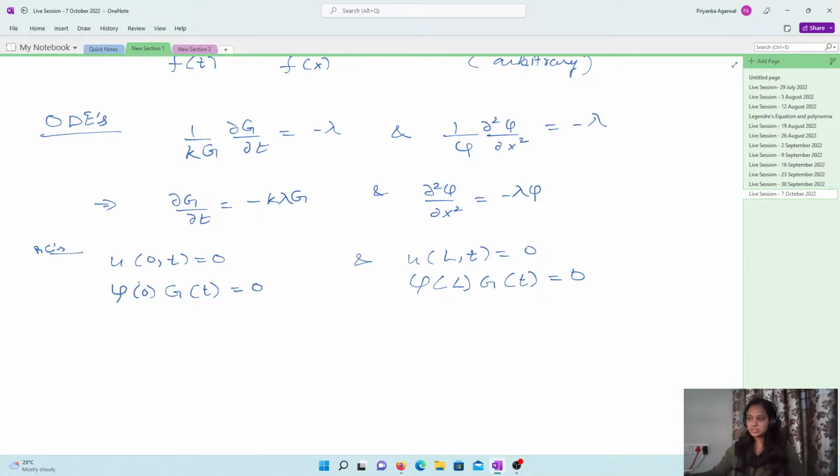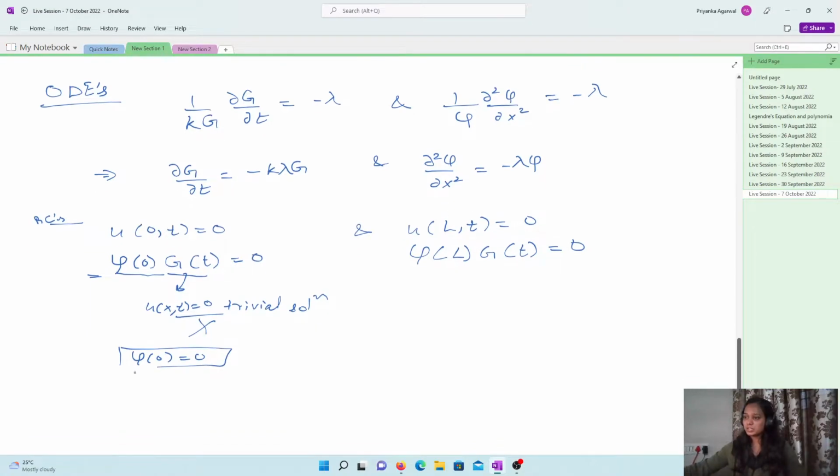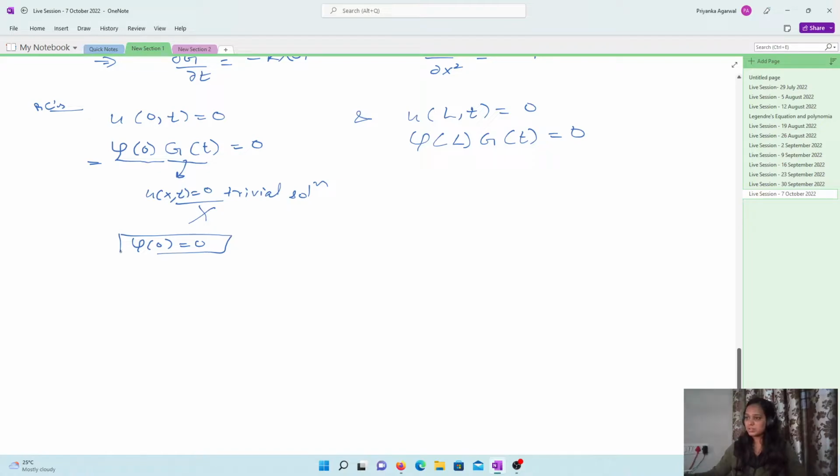So now let's consider this for a second. Now we have two options. Either this could be 0 or this could be 0 for every t. However, if this becomes 0 for every t, then we will have u of x comma t equals 0, and this becomes the trivial solution, which is not what we are looking for. So here in this case, psi of 0 will be 0. So this is one boundary condition which we have now in terms of these separation variables.